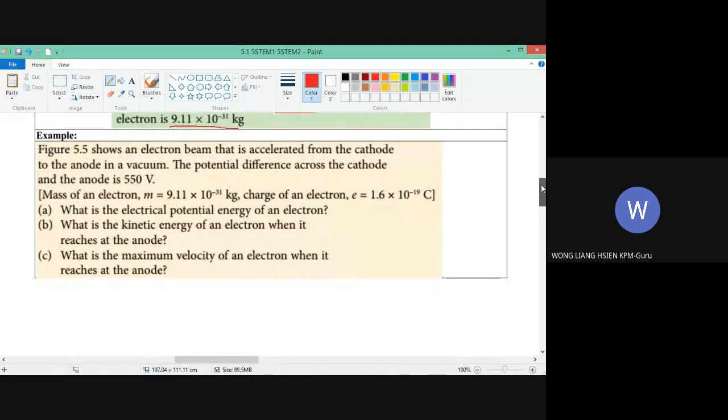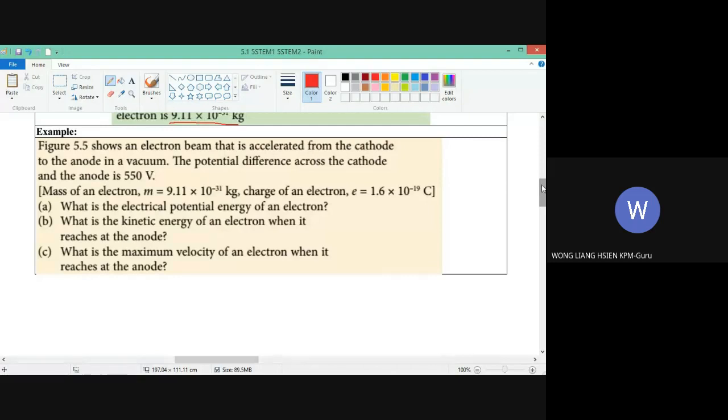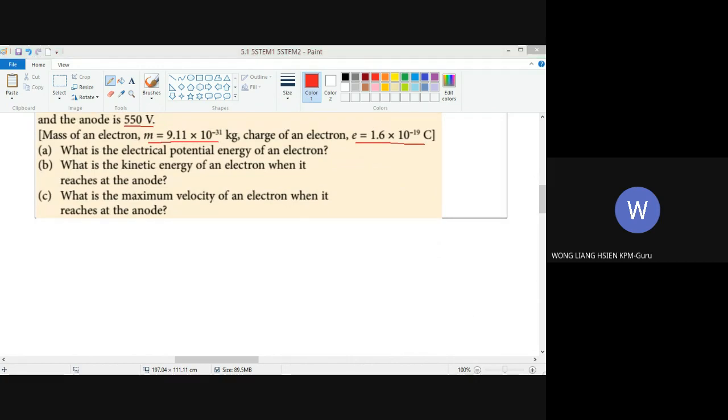Okay, so next, let's look at an example. Figure 5.5 shows an electron beam that is accelerated from the cathode to the anode in a vacuum. The potential difference across the cathode and the anode is 550 volt. Given the mass of the electron and the charge of the electron.